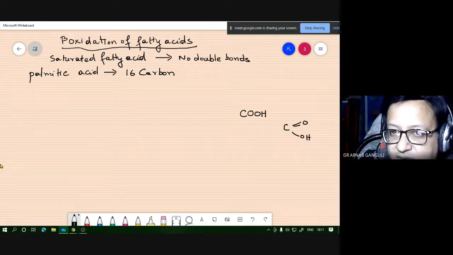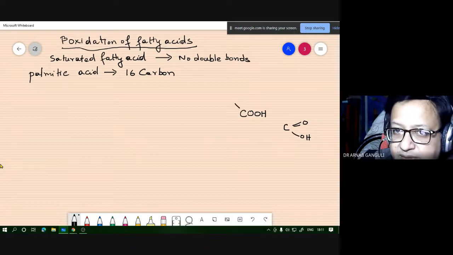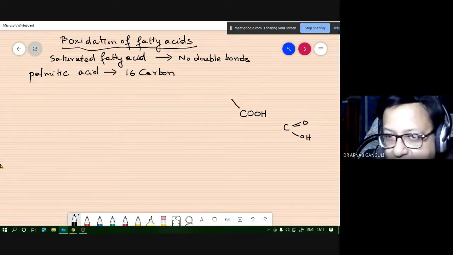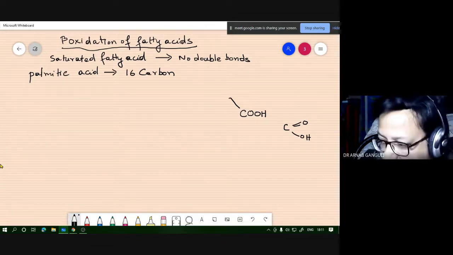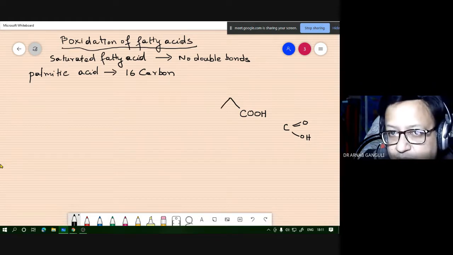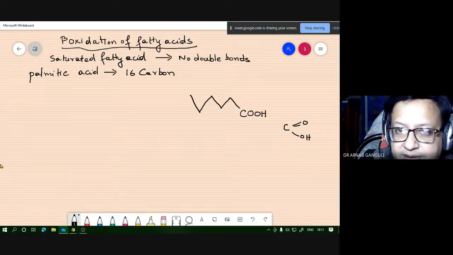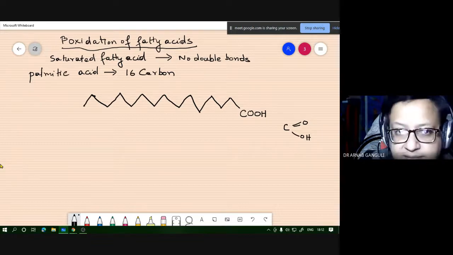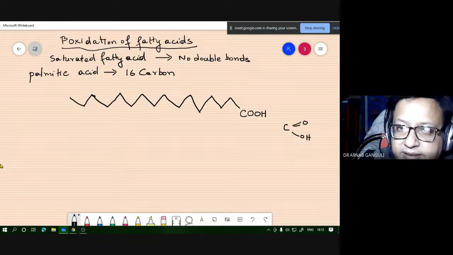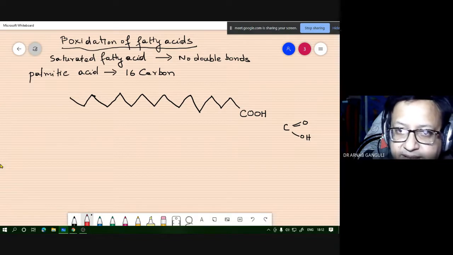But I am writing CO. This is the first carbon over here. Then I go to, let's draw this structure. One first carbon. Now the second carbon. I am not drawing the carbon structure over here. 1, 2, 3, 4, 5, 6, 7, 8, 9, 10, 11, 12, 13, 14, 15, and 16. So essentially, there are 16 carbons.